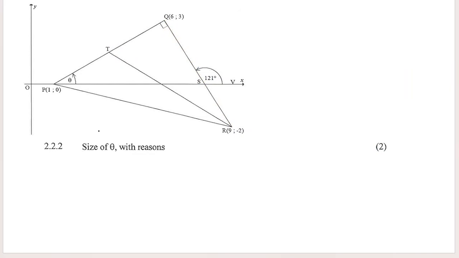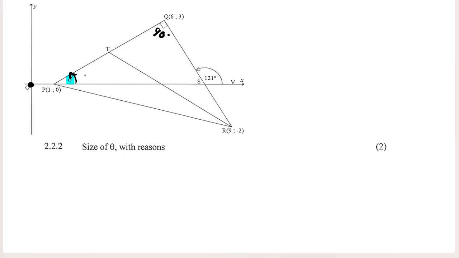In our next question, they want the size of theta, and as you can see, theta is over there. It is measured from the x-axis to our line PQ. That is the angle over there. And the only other angle that they give us is 121 degrees, and we also know this 90 degrees over here. So we actually know two angles, 121 degrees and 90 degrees, and we're looking for theta over here.